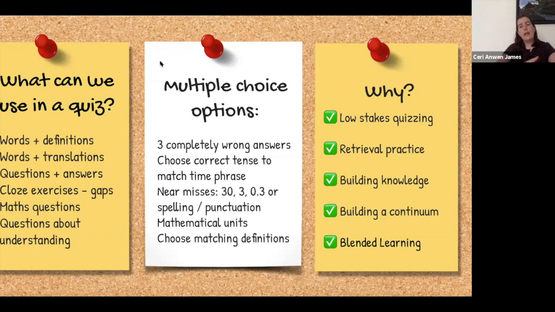Lots of the quizzes have multiple choice options, and these can be really, really effective as a learning tool. Now, in MFL, for example, there are multiple choice questions in the GCSE exams. So it's something that we train our pupils to use. You can have 3 completely wrong answers, which is something that I wouldn't suggest, but you can have near misses. You know, especially with maths or with spelling, with punctuation, you can match tenses and time phrases, you can have different mathematical units, matching definitions and things like this.